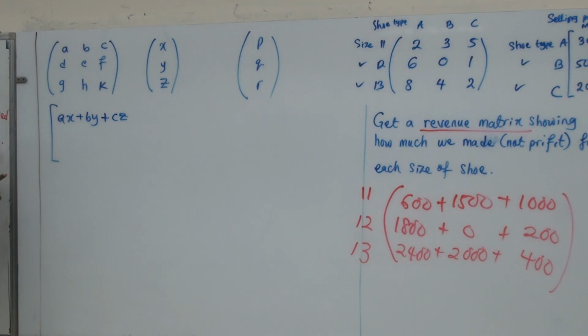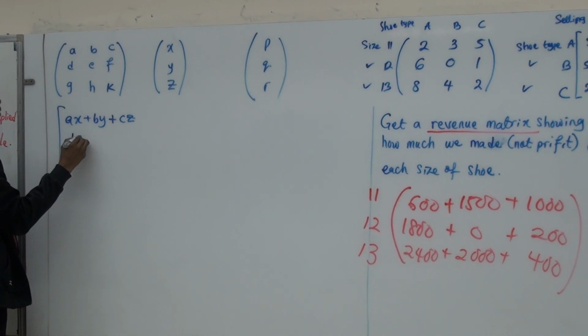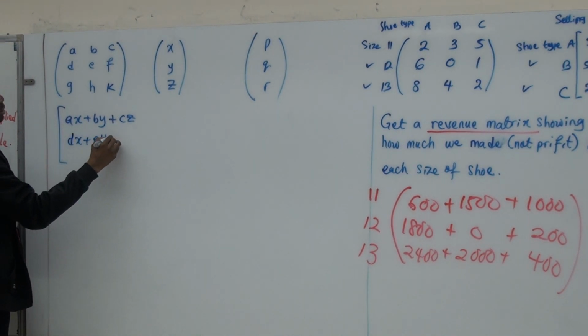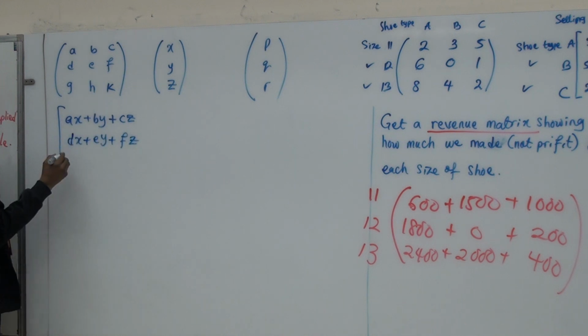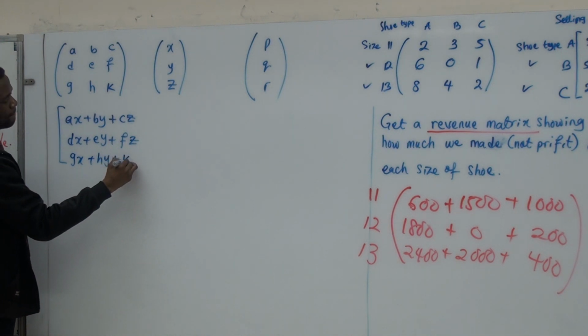Please, who doesn't understand what I'm saying here? Anyone who does not understand, please. Okay, so for the Q part, what did you do? DX plus EY. GX plus HY plus KZ.